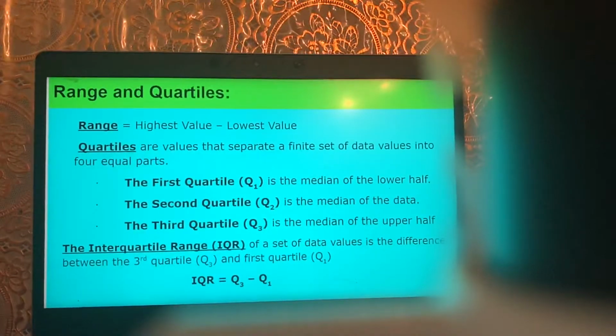Okay, we'll see the interquartile range. The other measure of spread of a set of data values is the difference between the third quartile and the first quartile. Okay, the bigger the range, or the bigger the interquartile range, the more the data are widely spread out from the mean, or there is a big variation between the mean and the values. Okay, IQR, or interquartile range, is Q3 minus Q1.